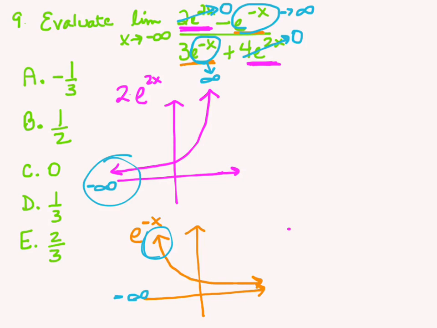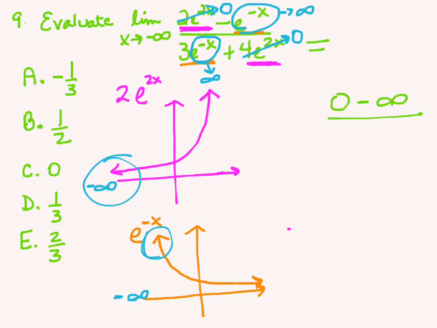So again, let me rewrite what we're left with here. On the top, really what I have is 0 minus infinity. Actually, this isn't the limit anymore. We're substituting in the negative infinity. This is just what we're left with. Sorry about that. Equal sign.